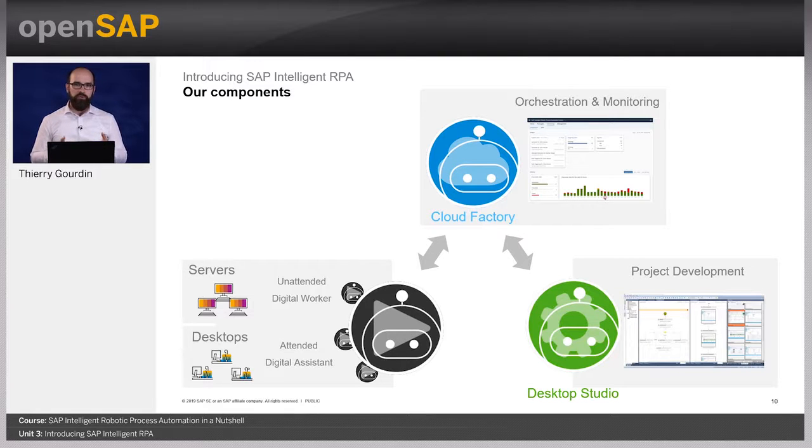The Desktop Studio lets you build your process automation. You only have to deploy the studio on the developer's workstation. And finally, the desktop agent is the engine that executes the automations, either attended or unattended. Both desktop agent and studio are connected securely to the Cloud Factory. Let's give you now some details about each of these components.